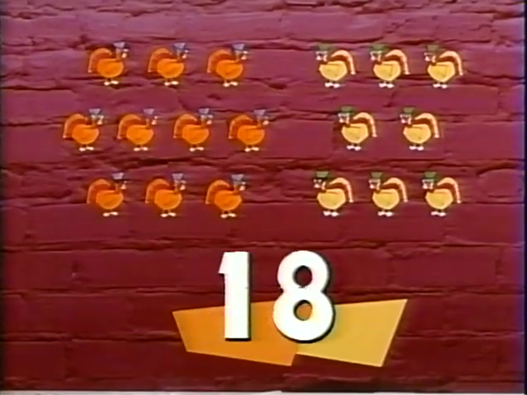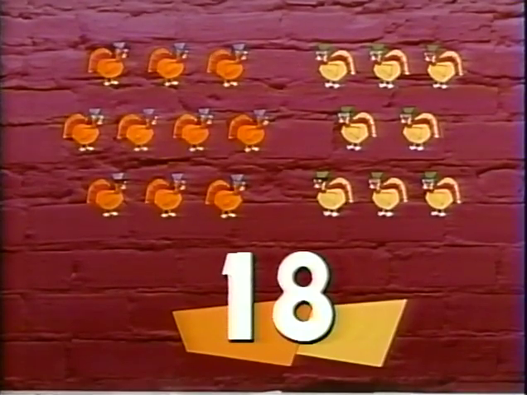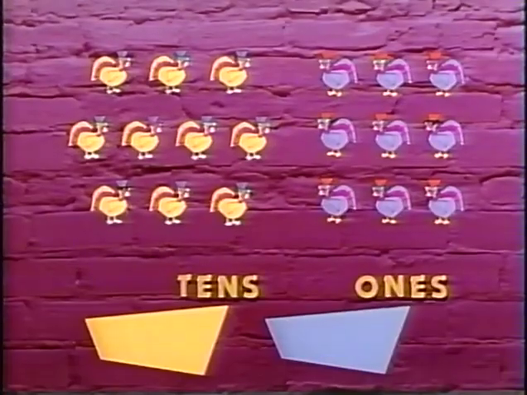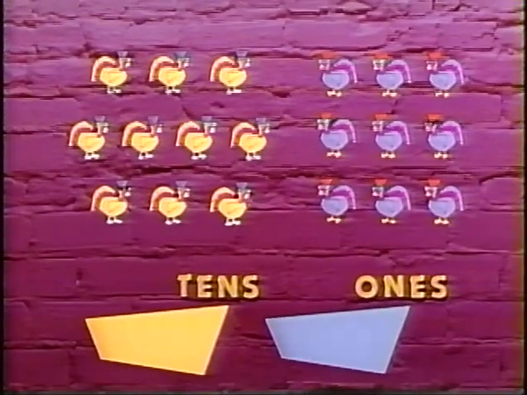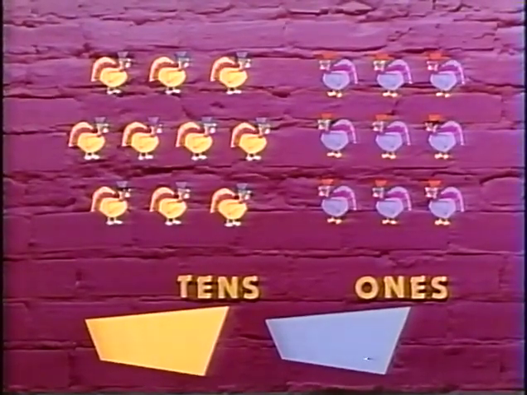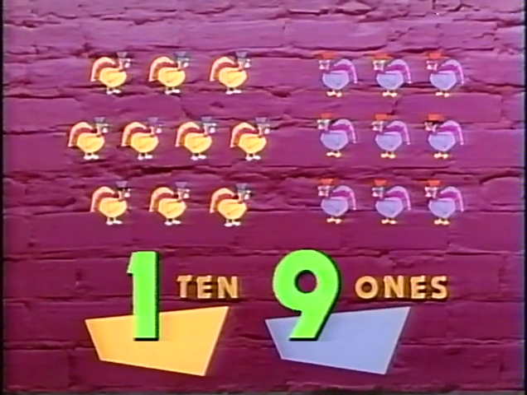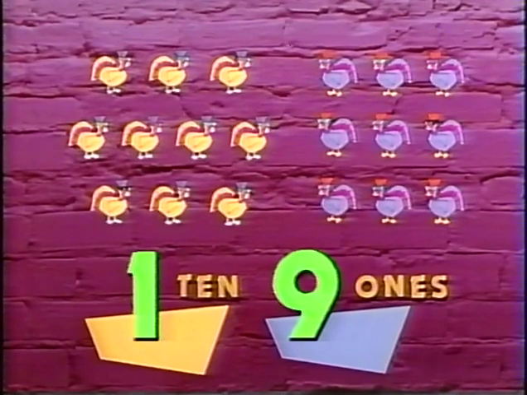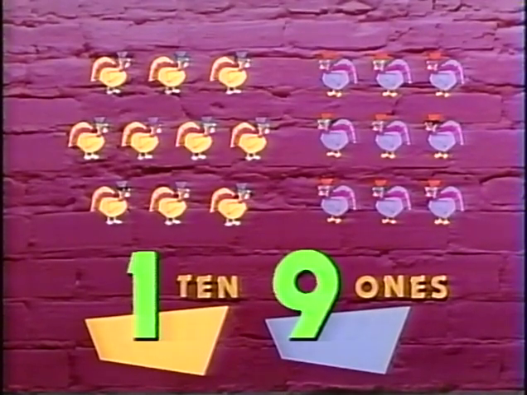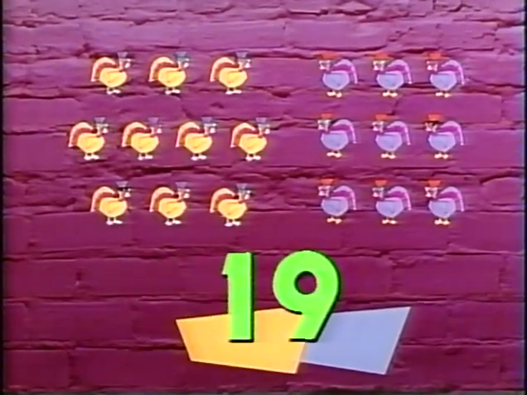$18, and we write the numerals 1 and 8 to make the double-digit numeral 18. Here is one set of 10 turkeys and a set of 9 turkeys. How many turkeys is 1 ten and 9 ones? One set of 10 and a set of 9 is the same as 19. The numeral 1 stands for the number of tens, and the numeral 9 stands for the number of ones. Together, they make the double-digit numeral 19.